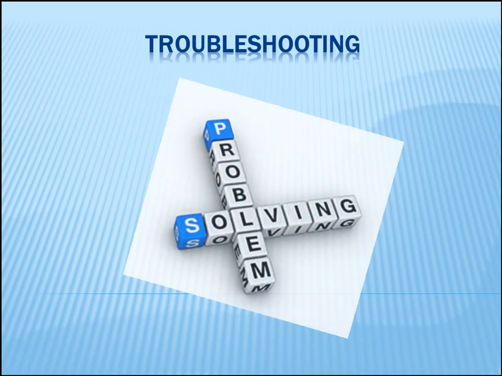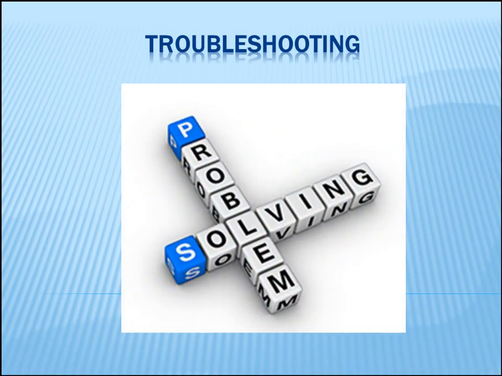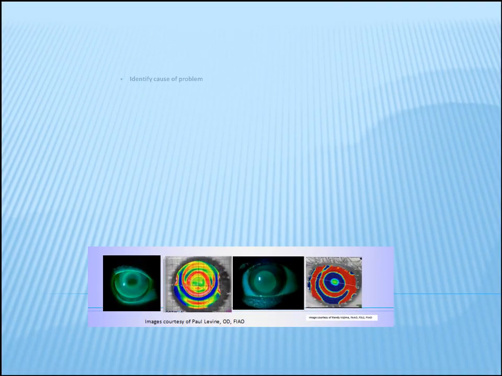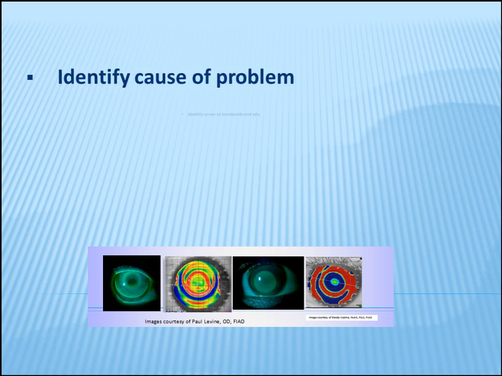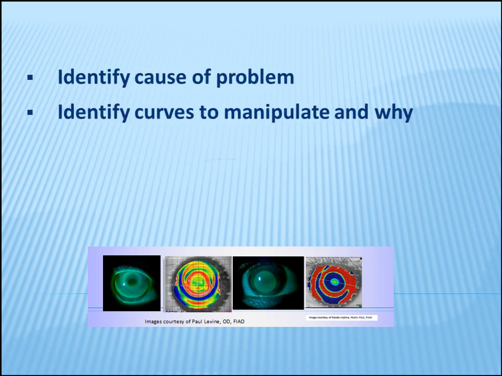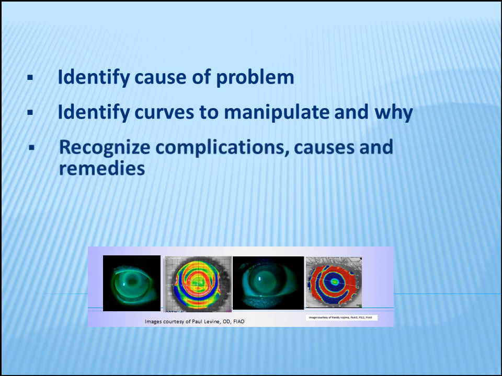Troubleshooting. Well, of course, you have to be able to identify the cause of the problem, and then you have to be able to explain how you would manipulate all the curves and why you would do it in order to fix that problem. Recognize complications, and it would be nice to be able to recognize them before, but of course we can't always do that. But what are the causes? What caused that particular complication to happen in theory, and then how are you going to fix that?